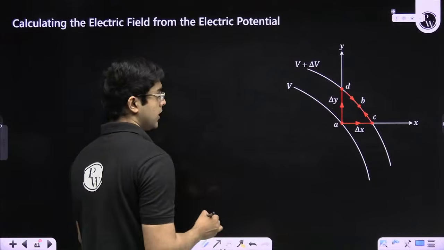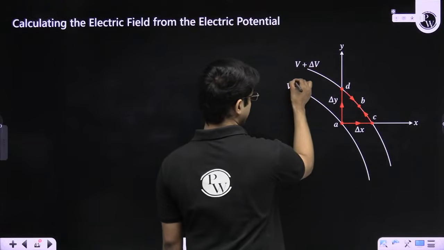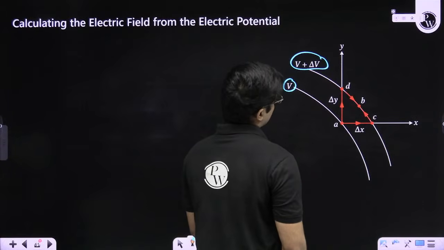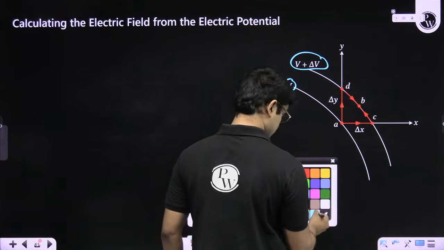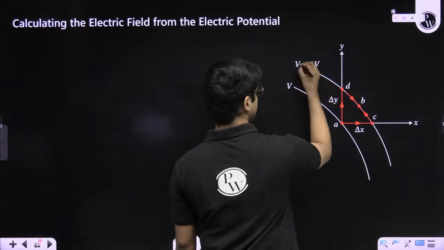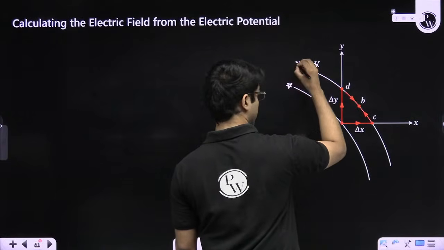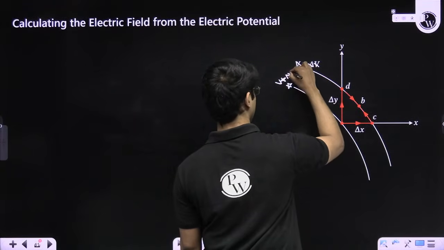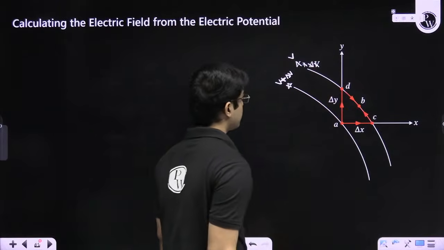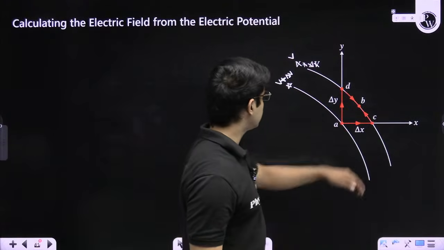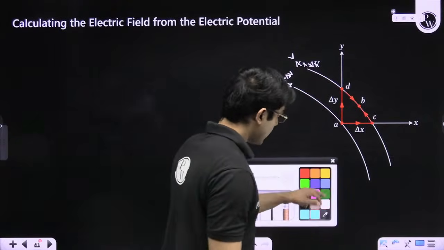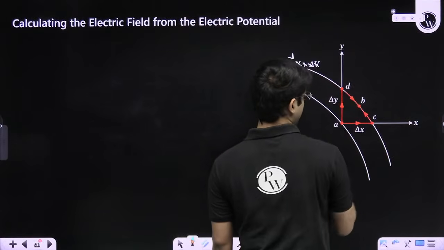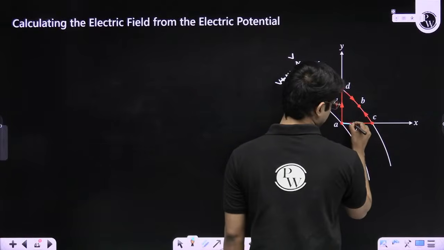Now what we are going to do is, I know the potential here is V and the potential here is V plus dV, right? Actually, just take the potential here as V plus delta V. Okay, let's first work with delta, and here it is V, because in the direction of the field, potential must decrease. Now let's say this is the x direction and this is the y direction. So we are walking in the x direction first.